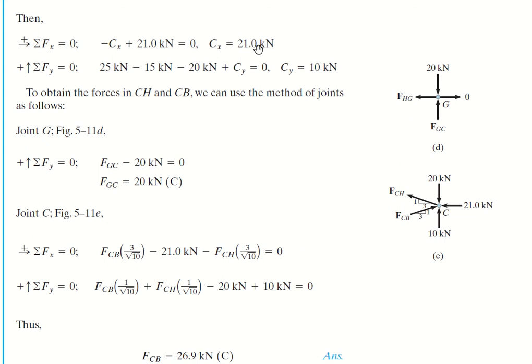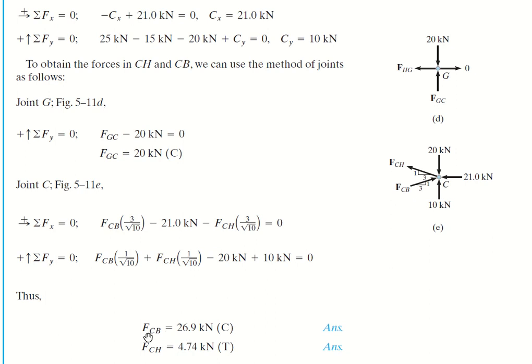This 21, you already know that this is Cx. Okay, so no need to mention. So this is the equation with two unknowns, so we will use another equation, summation of Fy is equal to 0, and the vertical component of FCB and FCH, minus 20 kilonewton is downward and 10 kilonewton is upward. So solving these two equations with two unknowns, we will get the values of FCB is equal to 26.9 kilonewton, which is compression, and FCH is equal to 4.75 kilonewton, which is tension.